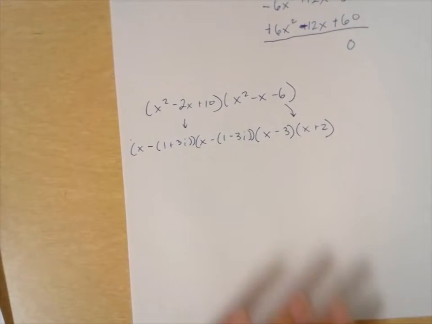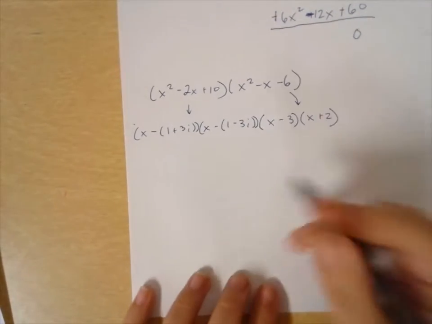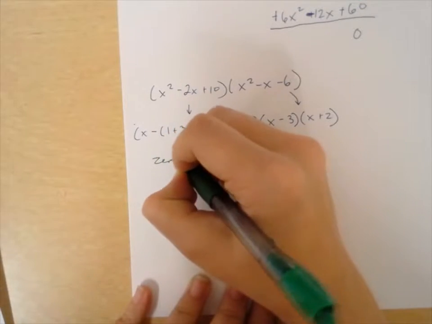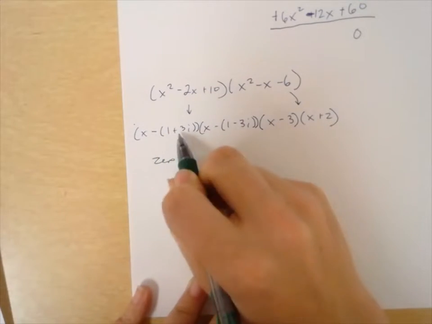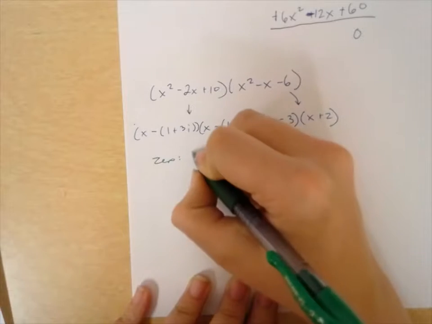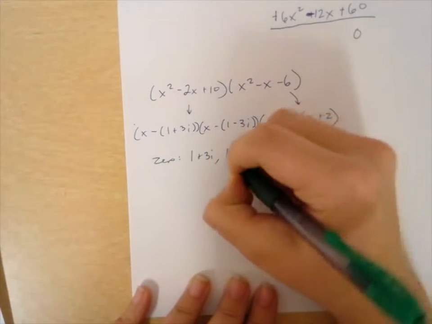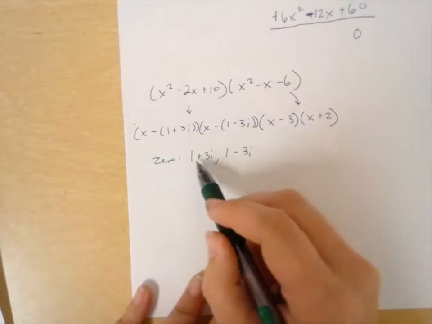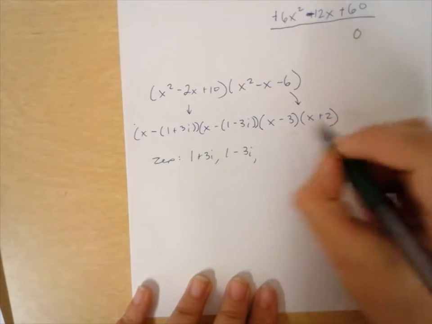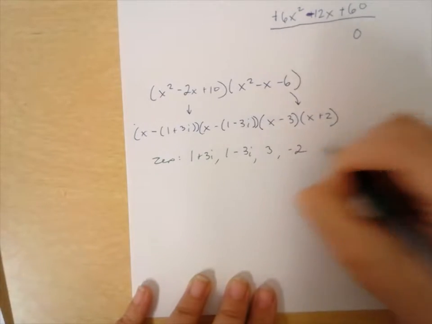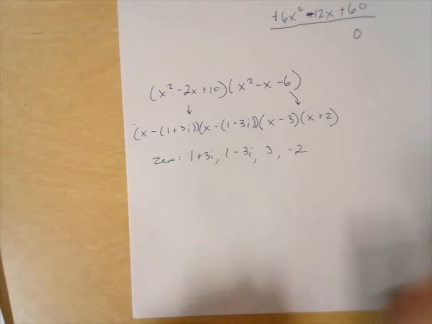And so what I have found now are all of my zeros. I know I have a 0 at the two complex numbers already. I know that I have a 0 at 1 plus 3i, 1 minus 3i, the complex and its conjugate. And now I know I have a 0 at 3, and I also have a 0 at negative 2. So that's one way to find all real zeros.